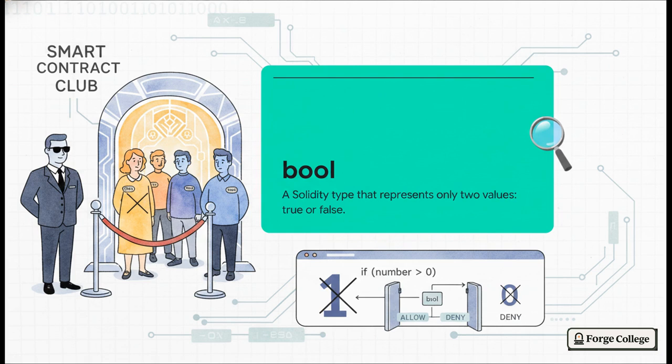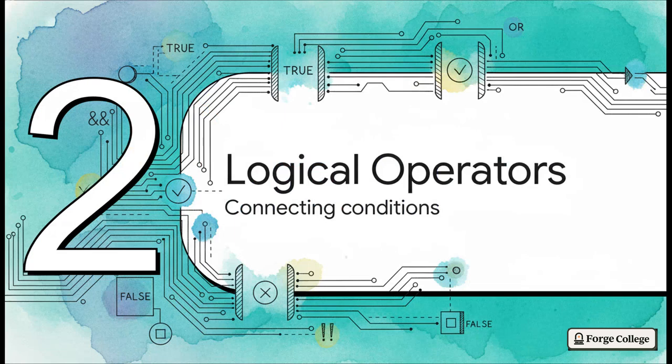Now, if you're coming from other programming languages, you might be used to implicit conversions, where a number like 1 is considered truthy and the 0 is falsy. Well, Solidity doesn't play that game. If you want to check if a number is greater than 0, you have to write out that explicit comparison. That comparison then spits out our strict bouncer, a Boolean, which you can then use to allow or deny actions in your contract.